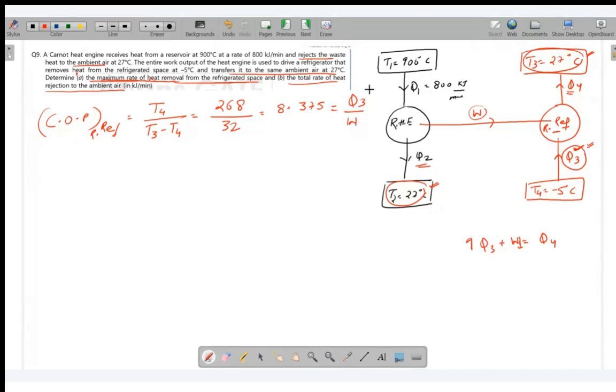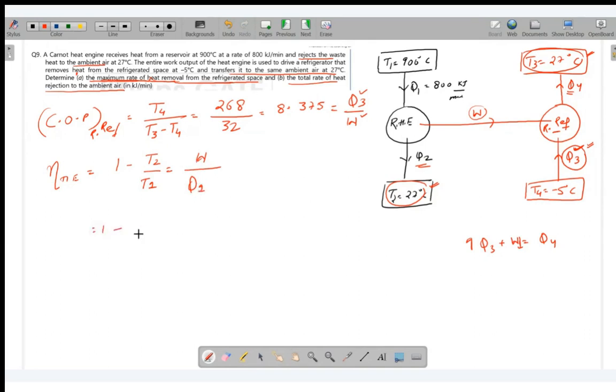Now both are unknown. This is also unknown. This is also unknown. So what will I do? I have to go back and I have to find out W first. How will I do that? So I will have to find out efficiency first. Efficiency of heat engine is equals to T1 minus T2 by T1 is equals to work upon Q1.